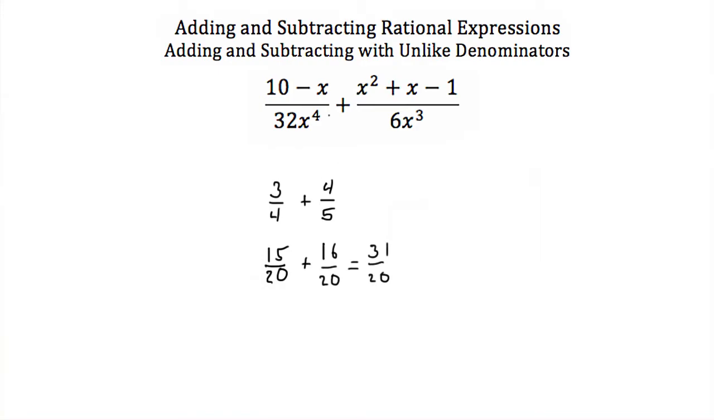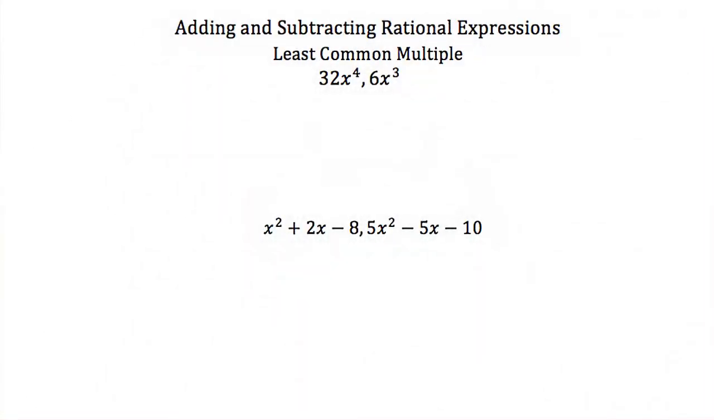We're going to find these rational expressions a common denominator, or what we call a least common multiple. So how do we find the least common multiple of 32x to the 4th and 6x cubed? Well, to find the least common multiple, you have to find all the factors of each of these numbers. My factors of 32x to the 4th, well, first I'm going to find my factors of 32.